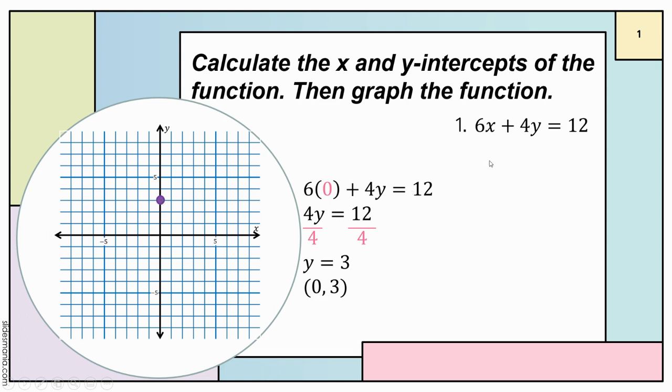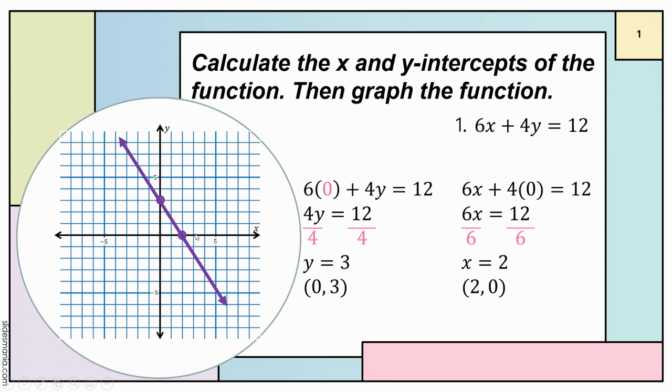Next, we're going to put 0 in for y. 6x plus 4 times 0 equals 12. 4 times 0 is 0. So we're left with 6x equals 12. Divide both sides by 6, and we get x equals 2. So 2 for the x value when y is 0. Make sure you write your answer as an ordered pair. So then we'll come to (2, 0), plot that point, and connect our points with a straight edge.